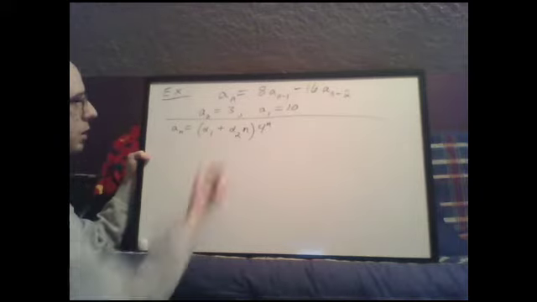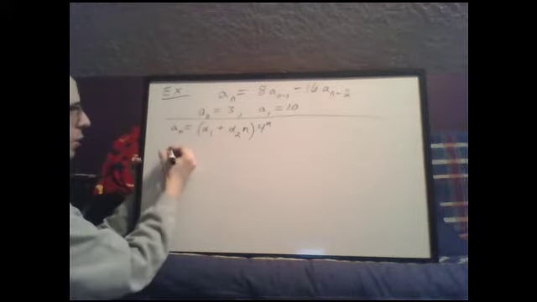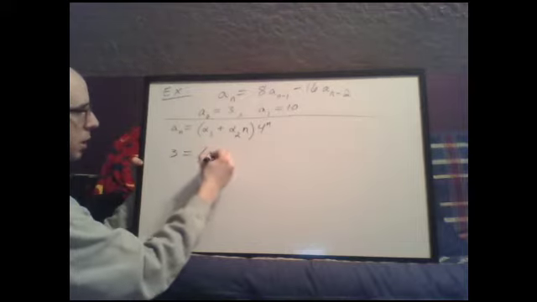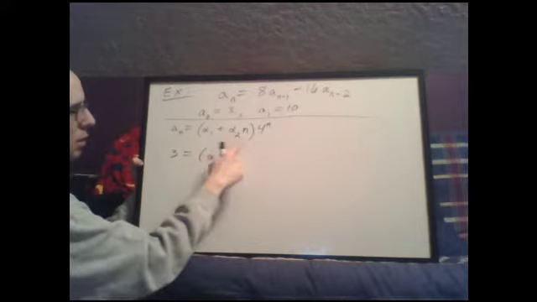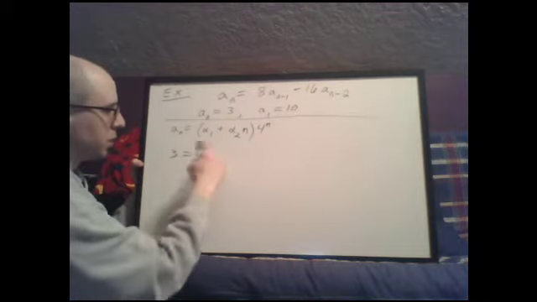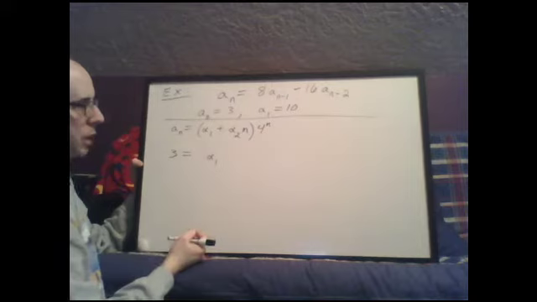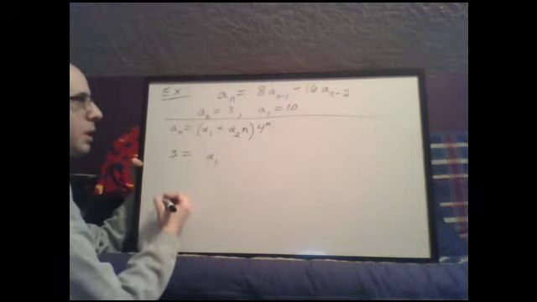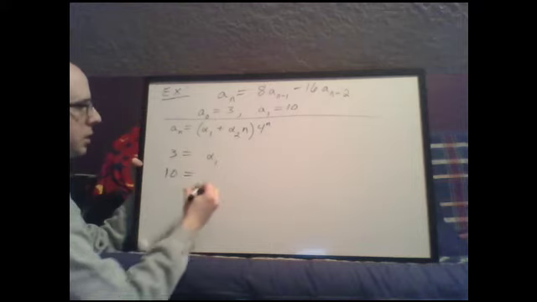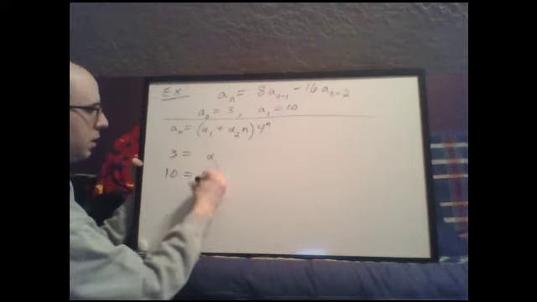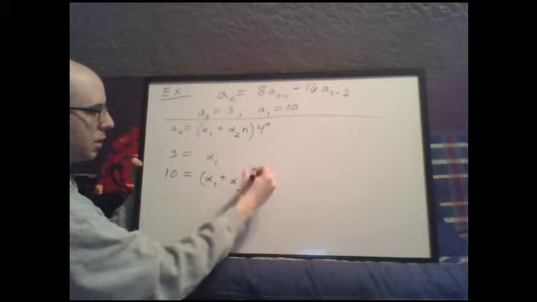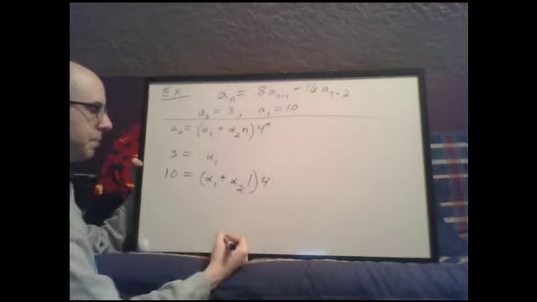We plug in our initial conditions. When n is 0, I get the equation 3 equals alpha 1 plus alpha 2, n disappears because n is 0, 4 to the 0 is 1, so alpha 1 equals 3. And if I plug in n equals 1, I would get 10 equals alpha 1 plus alpha 2 times 1 times 4 to the first.